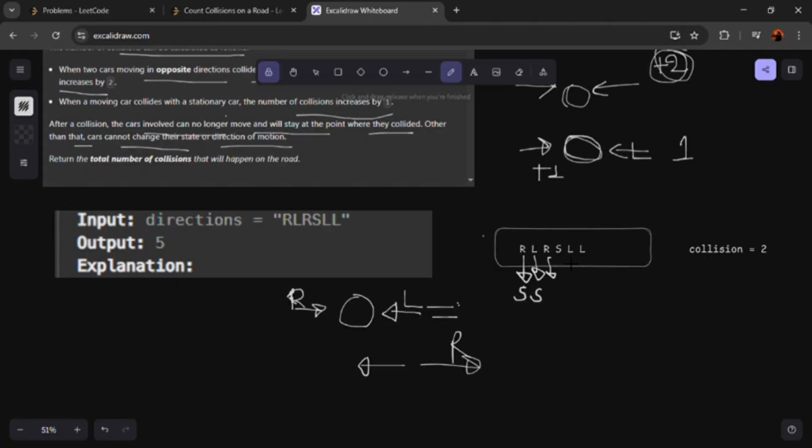Now let's look at when the car moves to the right, means here. It finds that there is a car which is stationary, so it will collide with the stationary car. This right car will collide with this stationary car, so the count will be 2 plus 3.